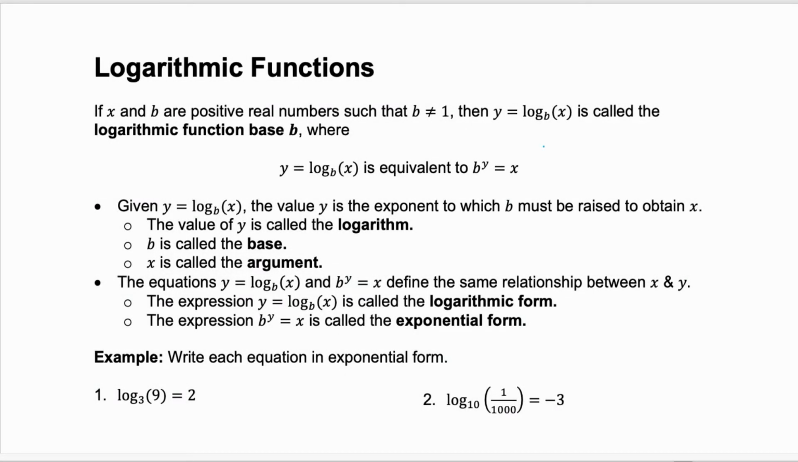If x and b are positive real numbers and b doesn't equal 1, then y equals log with base b of x is called the logarithmic function base b. Notice that this logarithmic function with base b is equivalent to the exponential b to the power of y equals x. That's because the inverse of a logarithmic function is an exponential function.